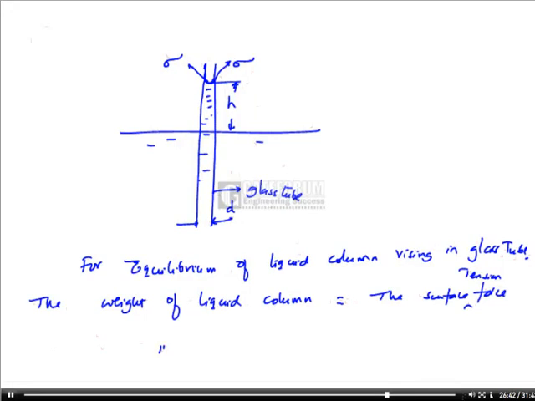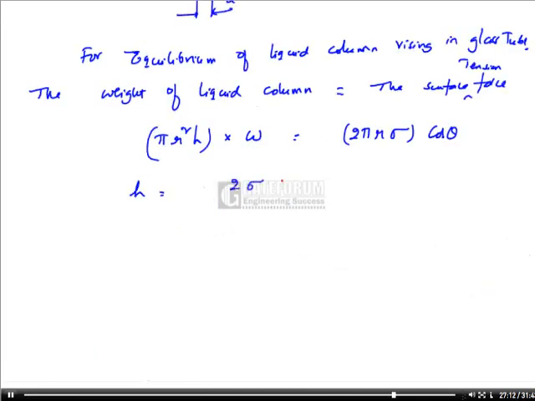What is the weight of the liquid column? Pi r square h, the volume of the liquid, into specific weight w should be equal to 2 pi r sigma into cos theta, where theta is the angle. Surface tension force is along this concave length. When we take the component in the vertical direction, it becomes 2 pi r sigma cos theta. Therefore, h is equal to 2 sigma cos theta by w r, where h is known as capillary rise.